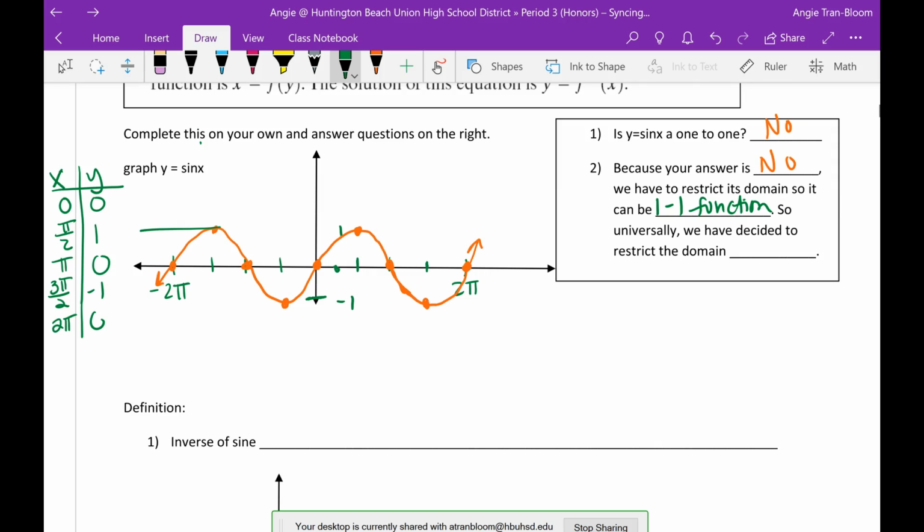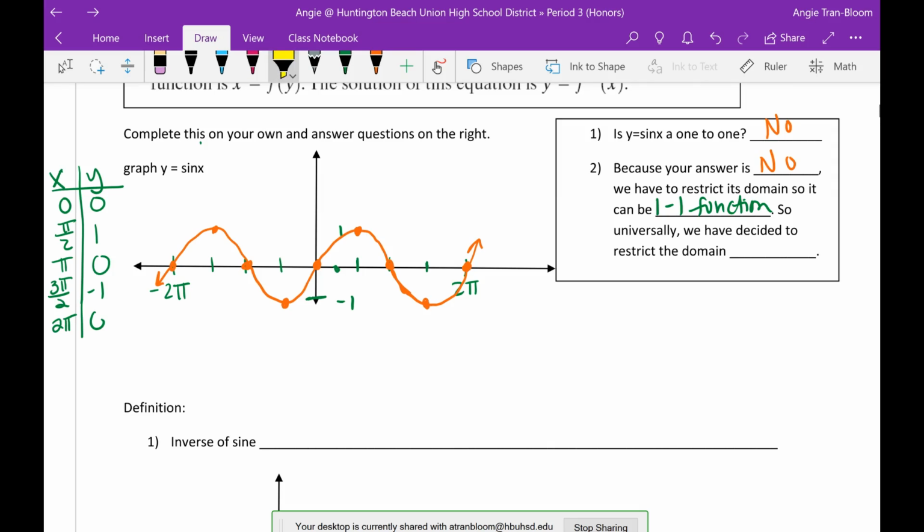Okay, so here we go. Universally, you guys are all mathematicians in here. You're going to come together. We're going to decide to cut off a part of the trig function so it can be a 1-to-1. So where would you cut off its domain? I mean, where do you want x to start and where do you want it to end so it still is a 1-to-1? Negative pi over 2 to pi over 2.